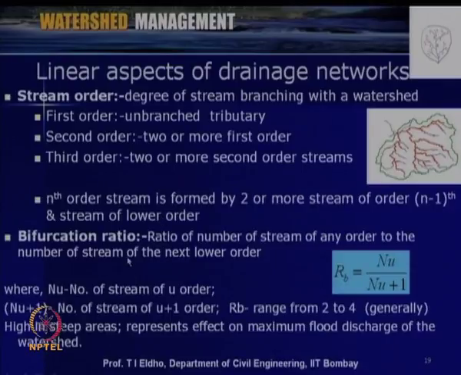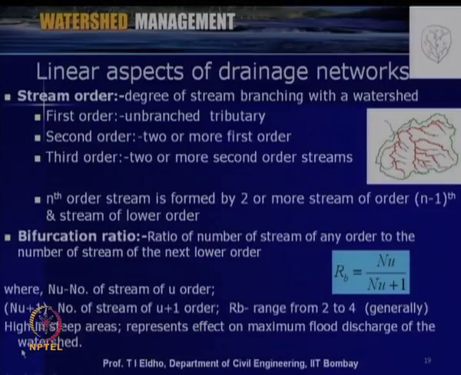So, according to this we can now have various definitions like the bifurcation ratio. So, bifurcation ratio is the ratio of the number of streams of any order to the number of streams of the next lower order. So, if u is the order of the stream in the watershed, and Nu is the number of streams of uth order, then the bifurcation ratio is Nu divided by Nu plus 1, where Nu plus 1 is the number of streams of u plus 1 order. So, we have already seen the stream order. So, bifurcation ratio means Nu divided by Nu plus 1.